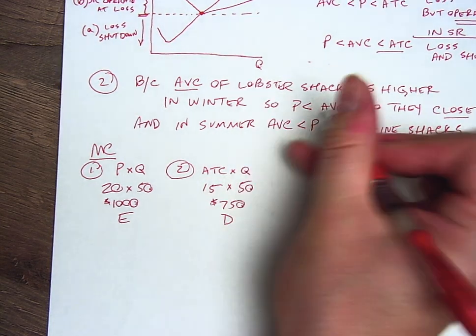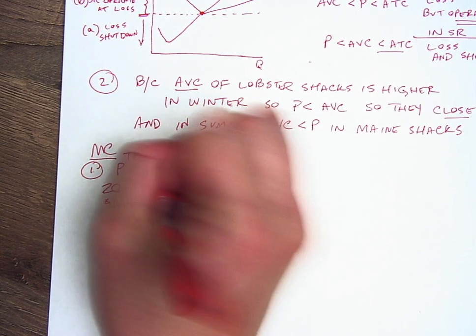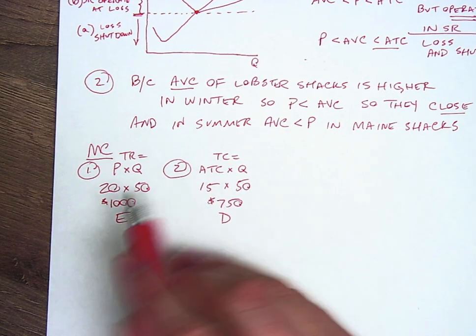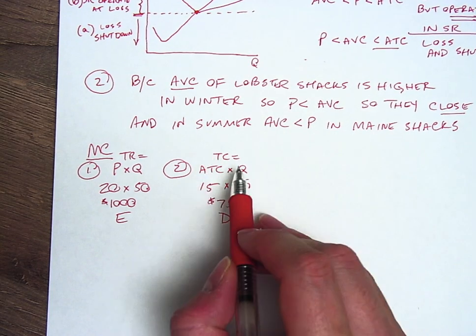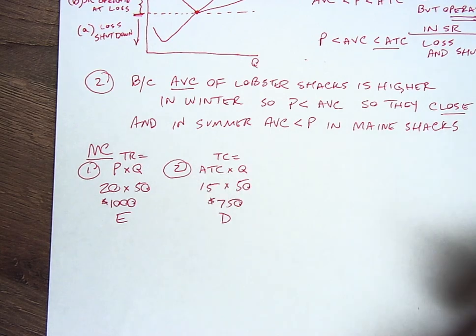And remember, ATC times quantity is total cost, which is equal to that, total revenue is equal to that. This should not be too wild and crazy, because total cost, if you were to divide it by the quantity, you'd just get ATC.